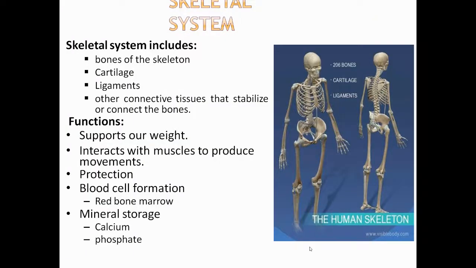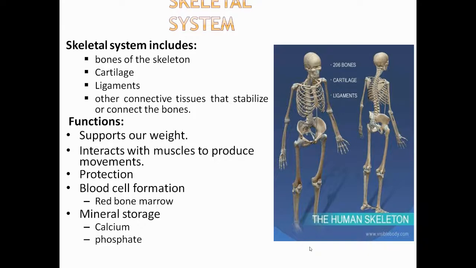The skeletal system includes bones of the skeleton, cartilages, ligaments, and other connective tissues that stabilize or connect the bones. What is the function of the skeletal system? It supports our weight and interacts with muscles to produce movements. It provides protection, blood cell formation, as the red bone marrow produces the blood cells, and mineral storage, that is, calcium and phosphorus.